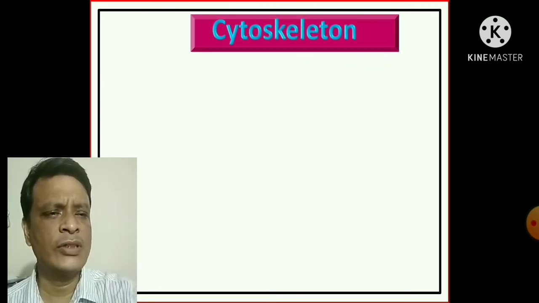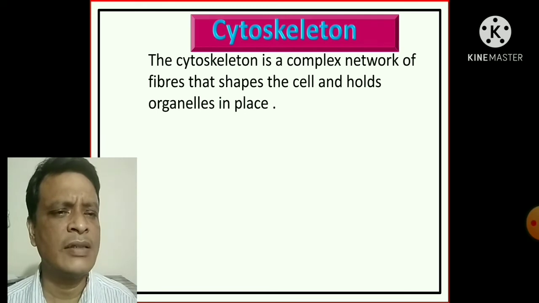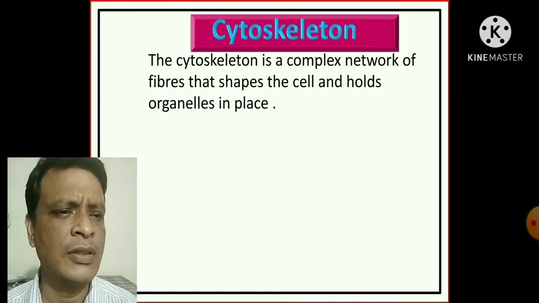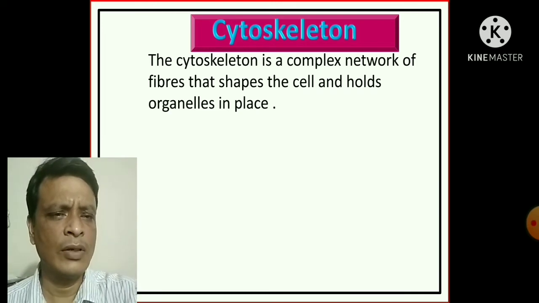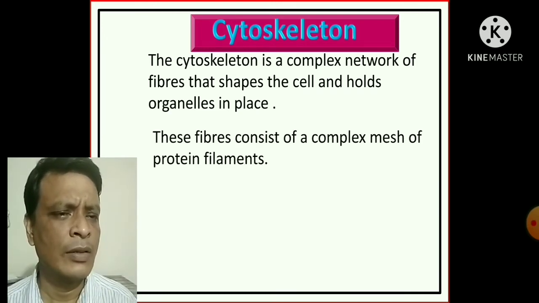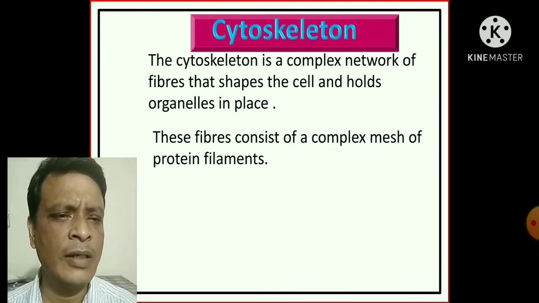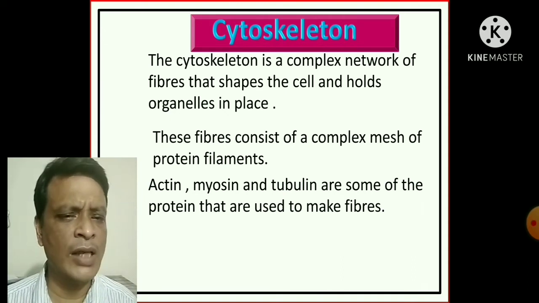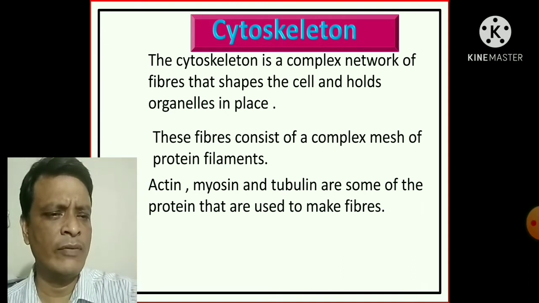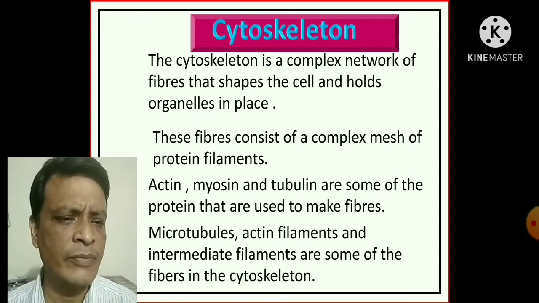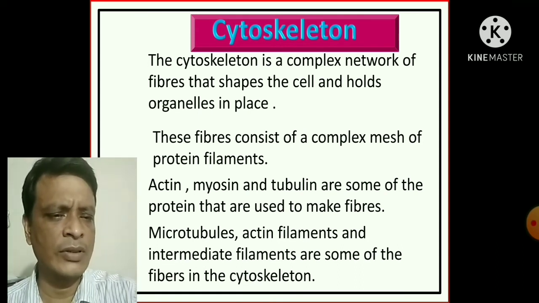Now the cytoskeleton. The cytoskeleton is a complex network of fibers that shapes the cell and holds organelles in place. This fiber consists of a complex mesh of protein filaments. Actin, myosin, and tubulin are some of the proteins that are used to make fibers. Microtubules, actin filaments, and intermediate filaments are some of the fibers in the cytoskeleton.